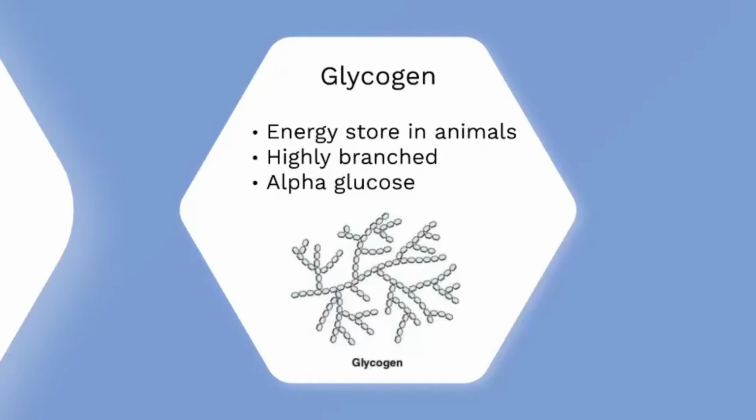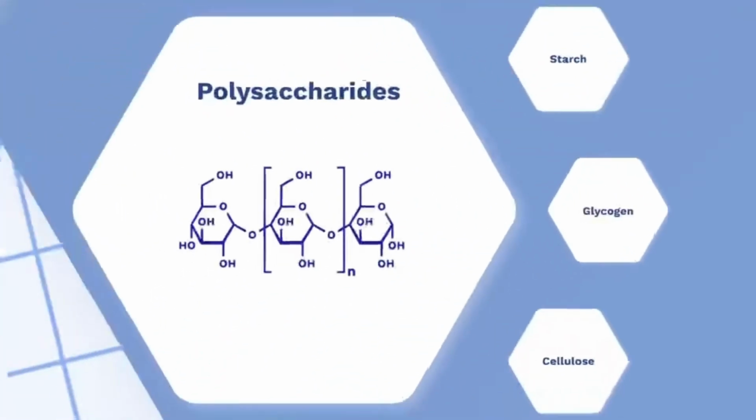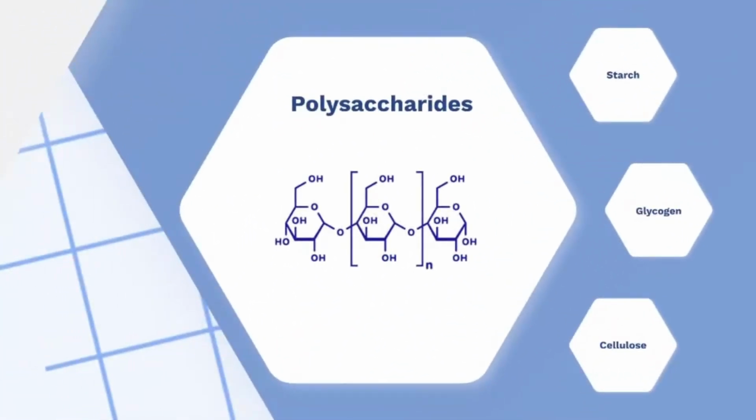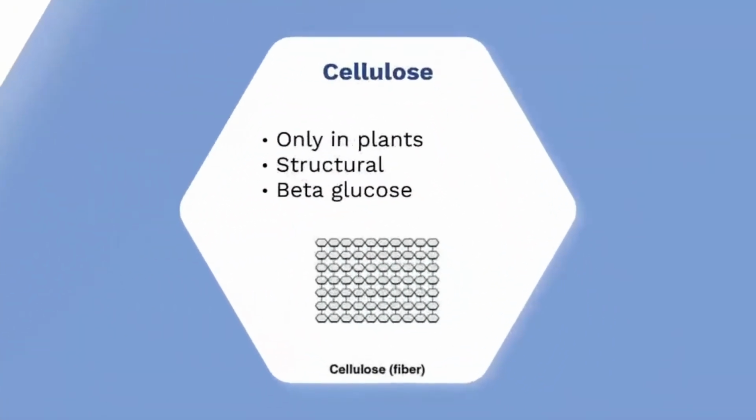Both starch and glycogen are insoluble, which enables them to remain inside cells. Both glycogen and starch are made from alpha glucose. Cellulose is a polysaccharide made up of beta glucose. Beta glucose in this polysaccharide form very long chains. Cellulose is linear, so it doesn't have branches like glycogen and starch.